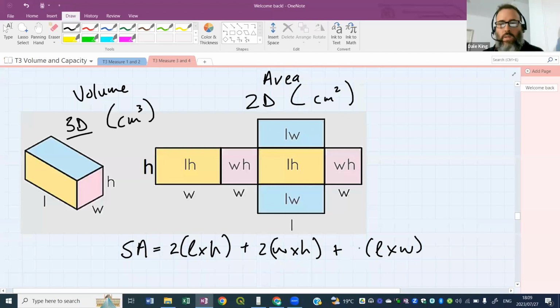And there's one at the top, one at the bottom, so there are 2 of those. Okay, so the surface area formula for a rectangular prism could look something like this. Sometimes it looks a bit different, especially if the rectangular prism is a cube.